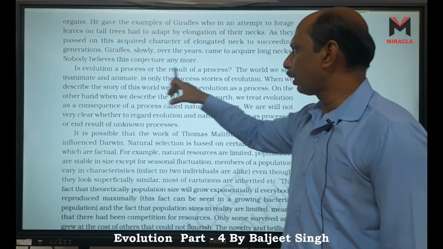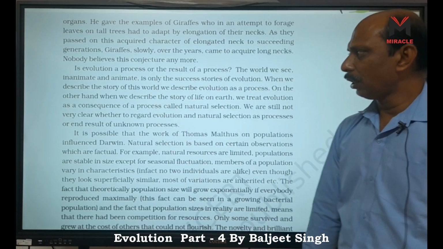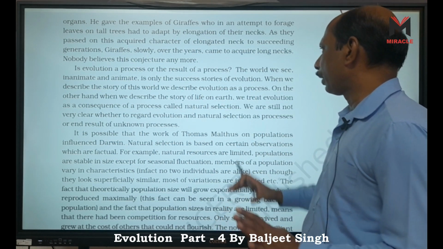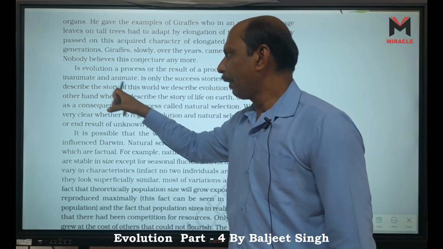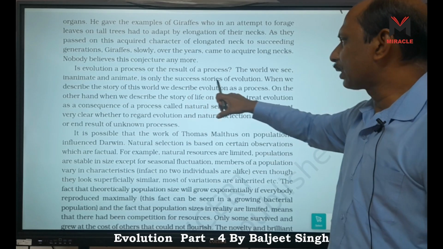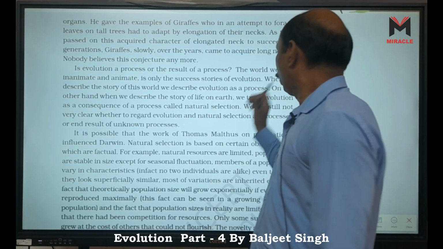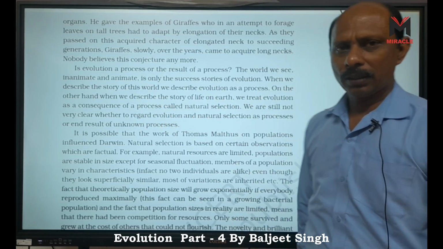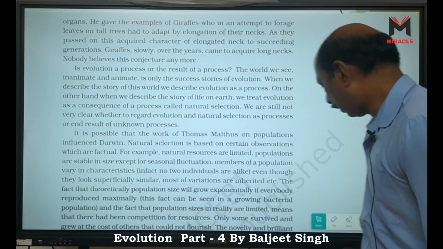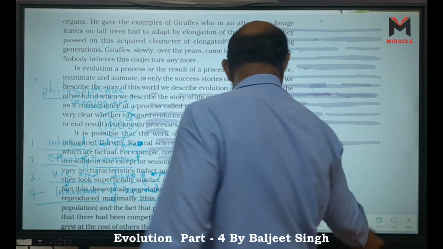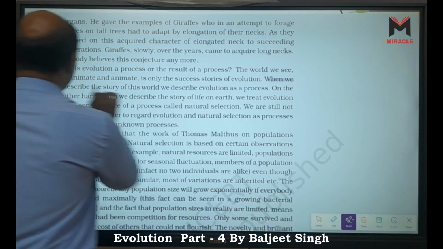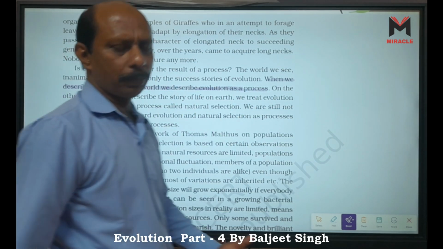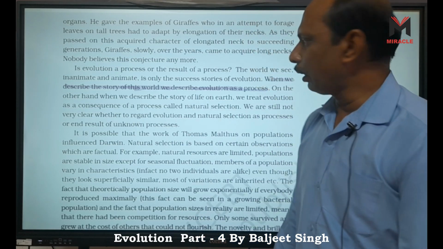Is evolution a process or the result of processes? That is a question. Evolution is a process, or it is a result of a process? We have no accurate answer. The world we see, animate and inanimate, is only the success story of evolution, right? When we describe the story of this world, the earth, we describe evolution as a process. Evolution is simply a process. A gradual process is called evolution, we simply define it so.